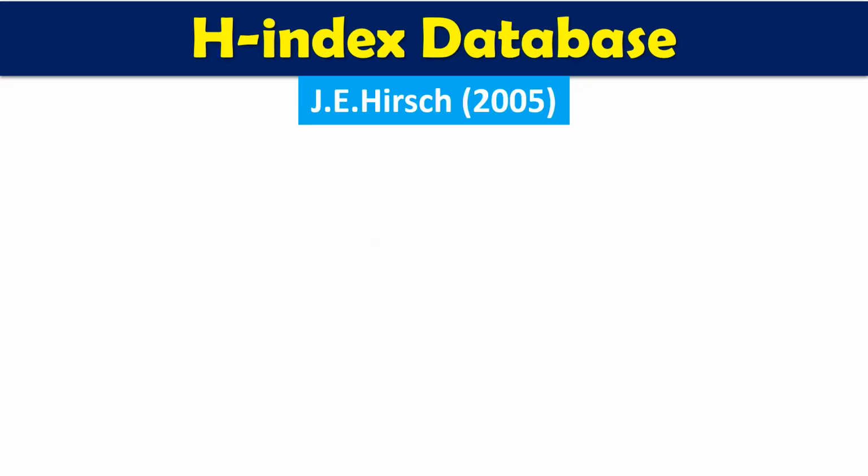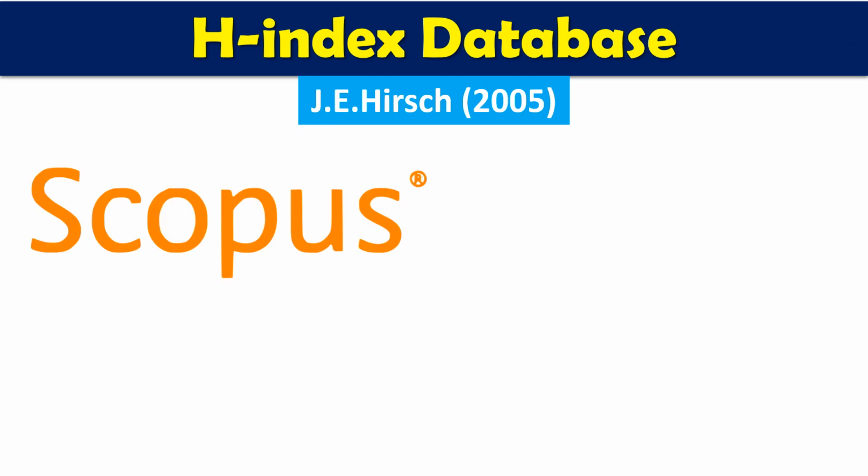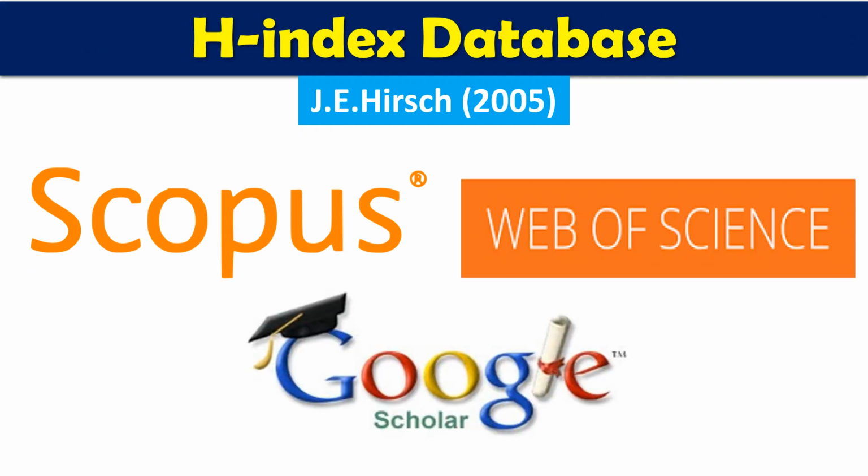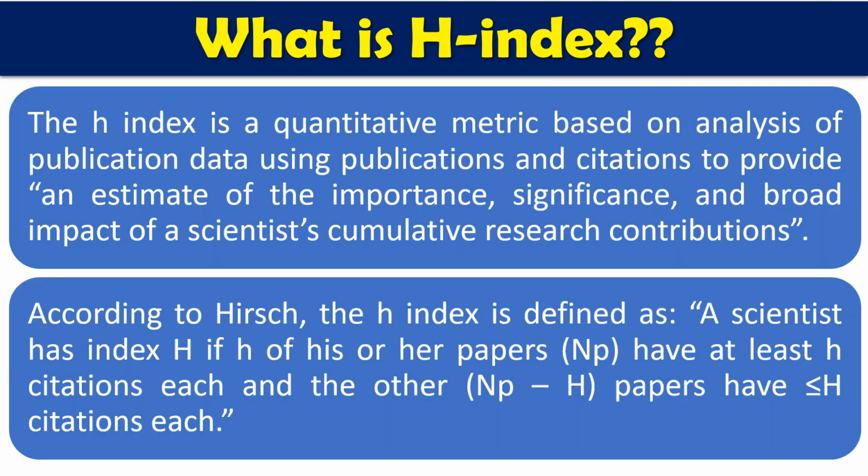Now this H index was given by J. E. Hirsch in 2005, and that paper was published in PNAS. This calculation, prediction of scientific output, was published in the PNAS paper. There are three well-known databases, resources where we normally get H index. First one is Scopus, second one is Google Scholar, and third one is Web of Science. So these are the three different resources where we get H index.